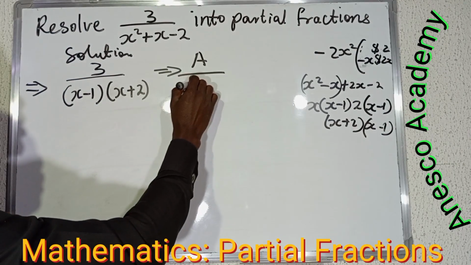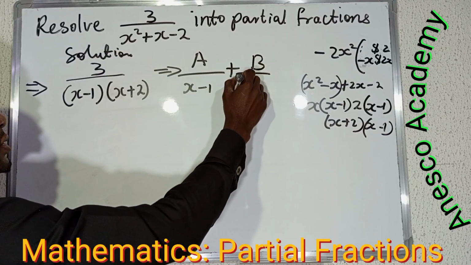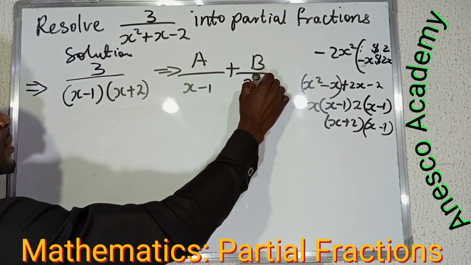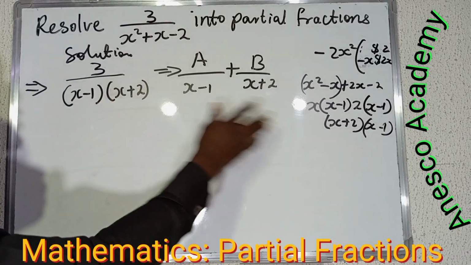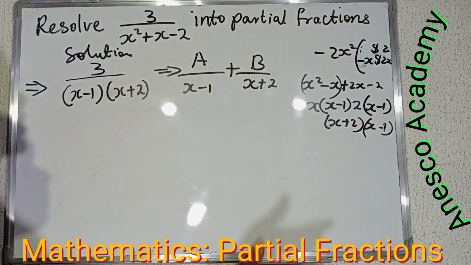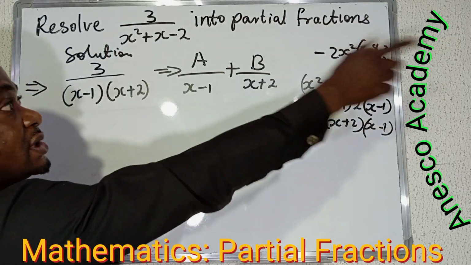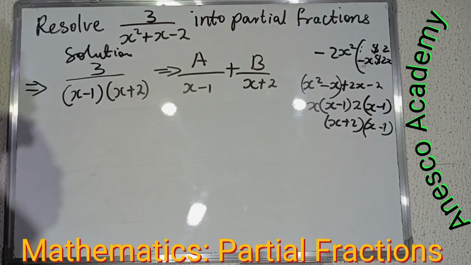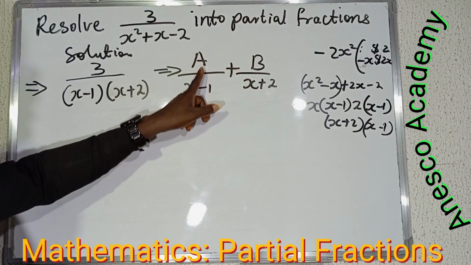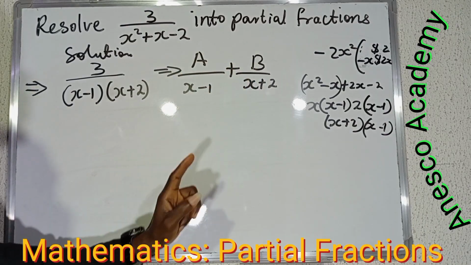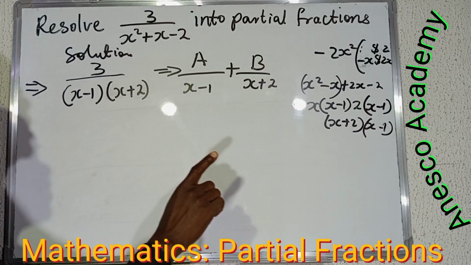Alright, now the next thing you do is to write it in the form of a all over the first factor, x minus 1, plus b all over the next factor, which is x plus 2. Assuming that this is a polynomial that can be factorized into 3 factors, then you can have plus c all over the third factor till the end of it. All right, now if these are fractions and you want to simplify them, how do we find the LCM?